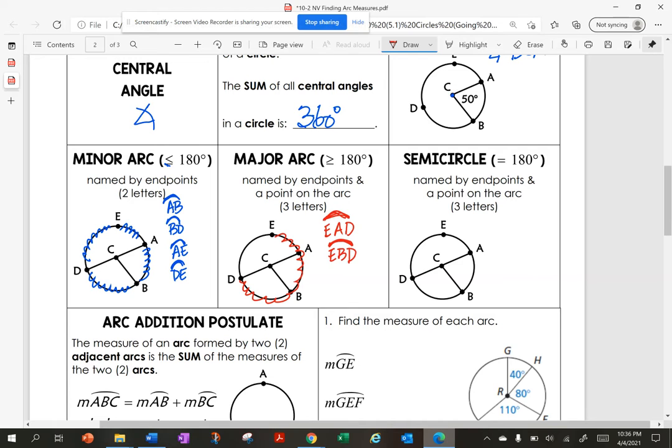So another arc I could name is EDB. I could go in this direction. Okay, so arc EDB.